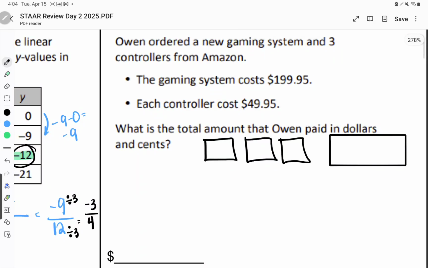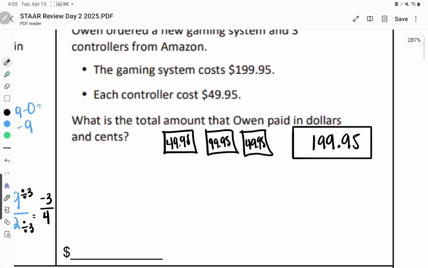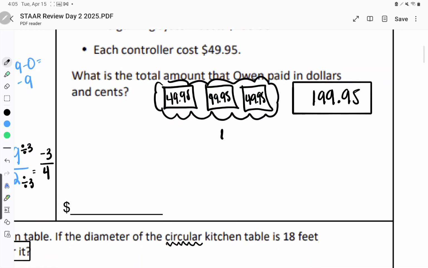So I know that each controller costs how much? $49.95. And then the gaming system costs how much? $199.95. So at this point, how would I find the total? Well, first, I need to figure out how much my controllers cost. So I would do $49.95 times 3. And that gives me $149.85.